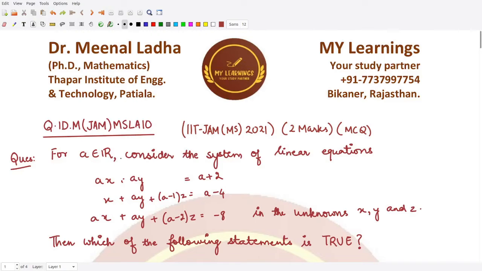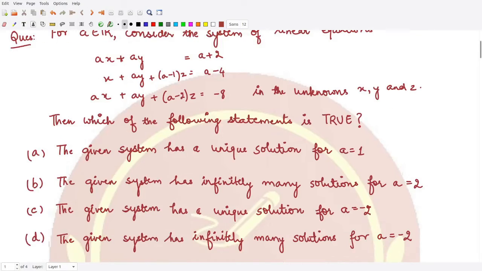So for that real number we have this set of linear equations: ax plus ay is equal to a plus 2, x plus ay plus (a minus 1)z is equal to a minus 4, ax plus ay plus (a minus 2)z is equal to minus 8, and we are given three unknowns x, y and z. Then they are asking which of the following statements is true. So here you are given the four options.